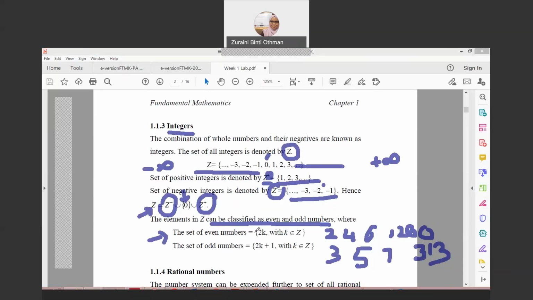Okay, how can we read this notation, the set of even number? The set of even number is, bila dia curly bracket ni, is a set of 2k which is 2 times k, 2 kali k, with k is element of Z. Meaning that k is element of Z. Z just now apa? Z is integer, right? Ni integer ni. Okay, so kat sini kita tahu macam mana kenyataan ni.